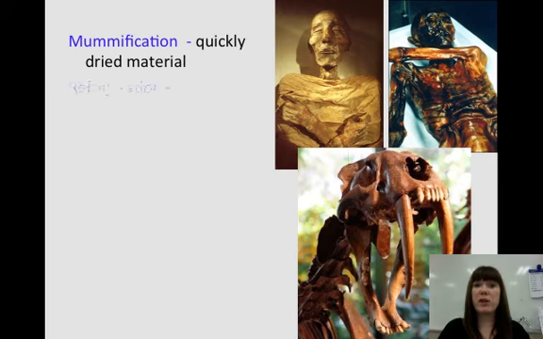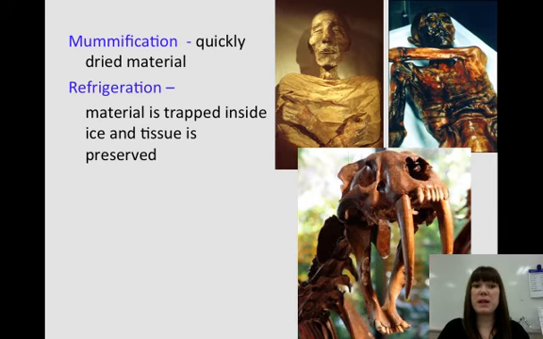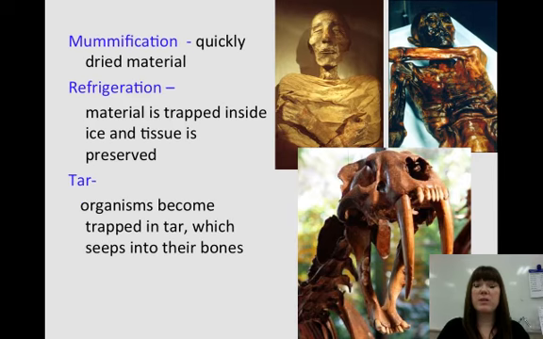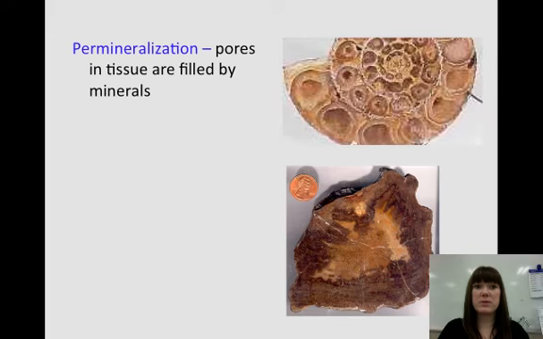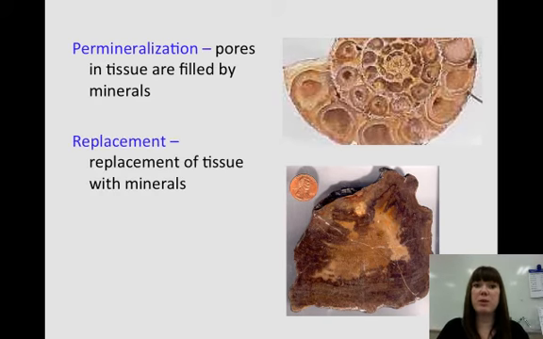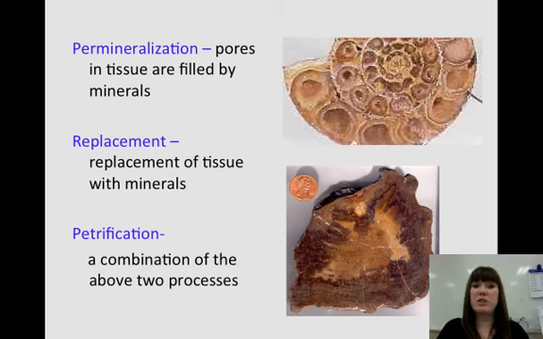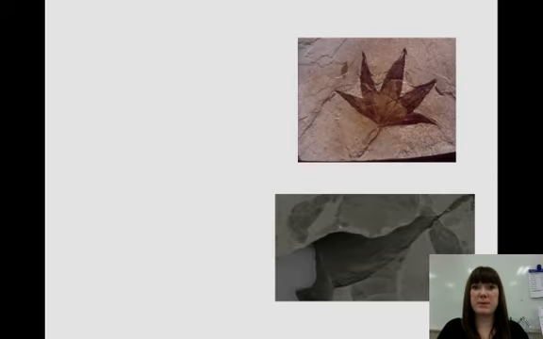Mummification, which is very quickly dried material. Refrigeration, which is material that is trapped inside ice and the tissue gets preserved. Tar, when organisms become trapped in tar, which seeps into their bones. Permineralization, which is when the pores in the tissue are filled in by minerals. And replacement, which is the replacement of tissue with minerals. And then the last one is petrification, which is a combination of permineralization and replacement.